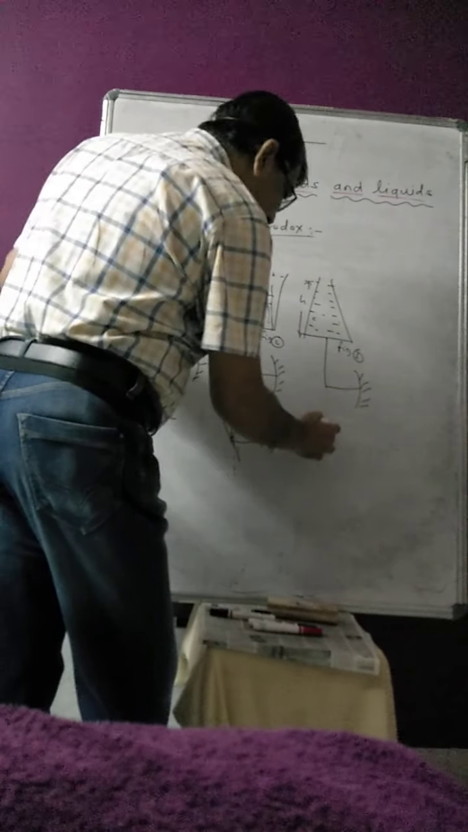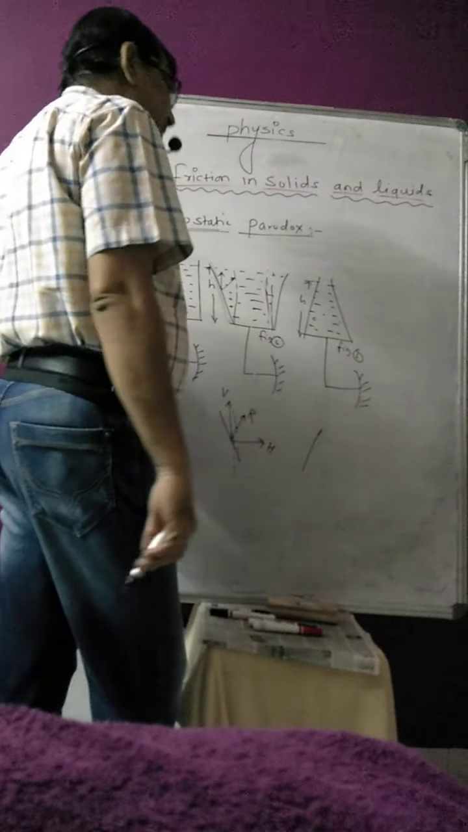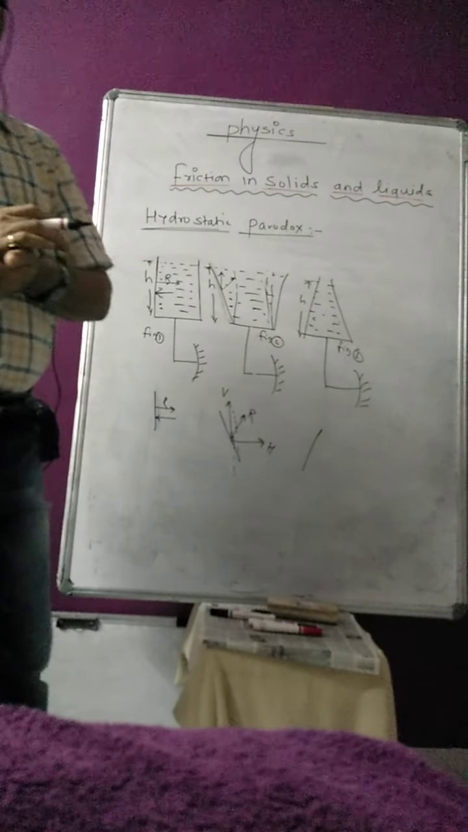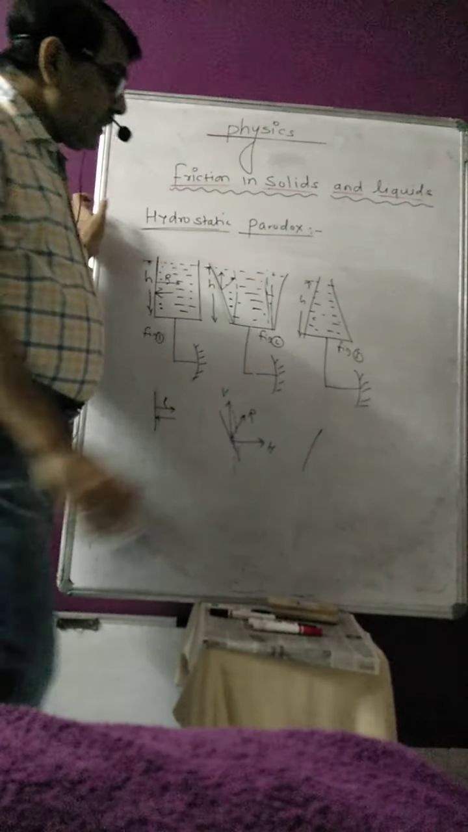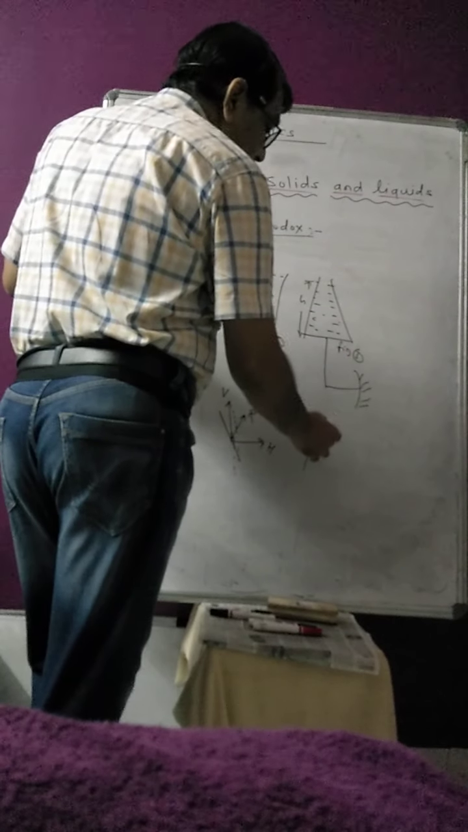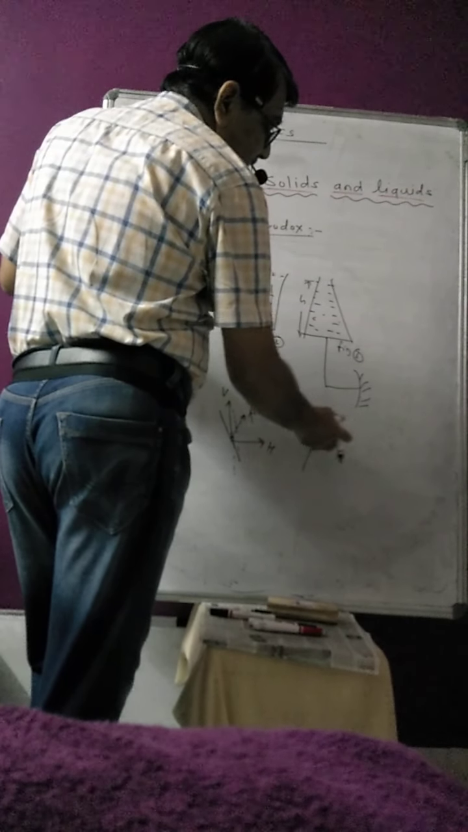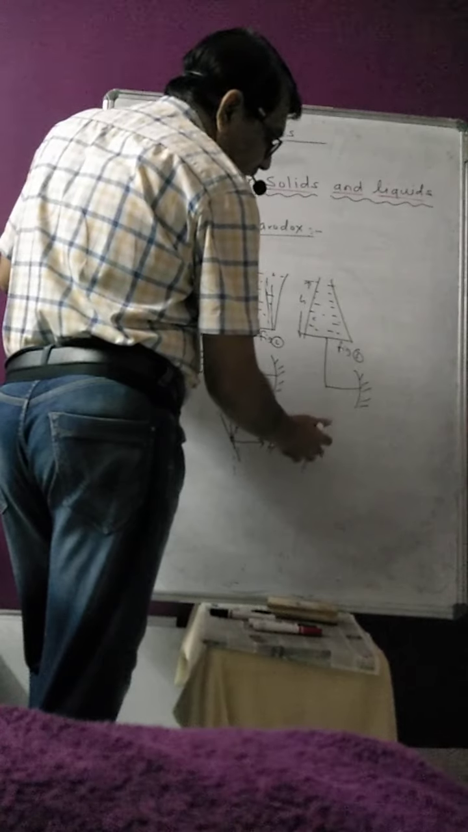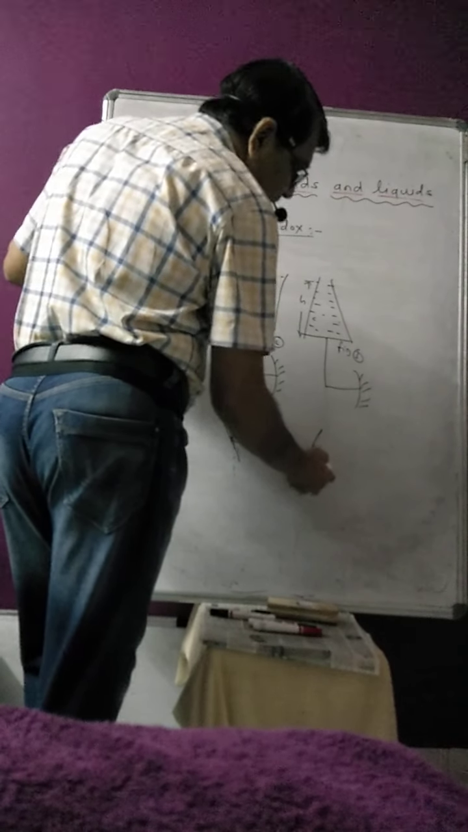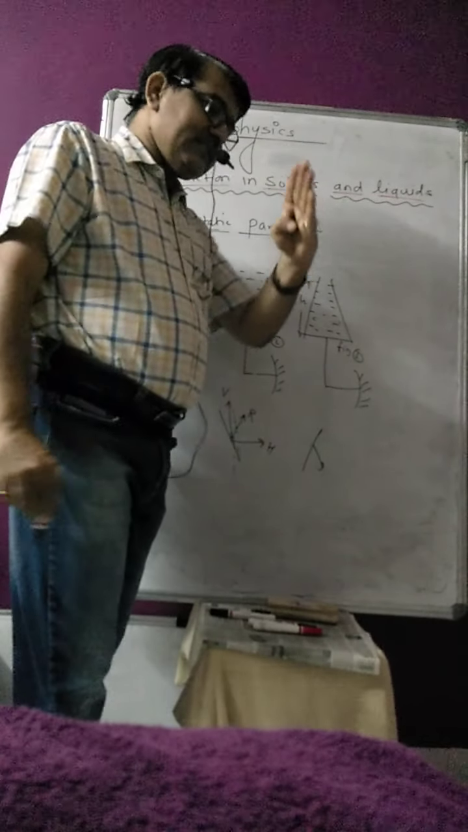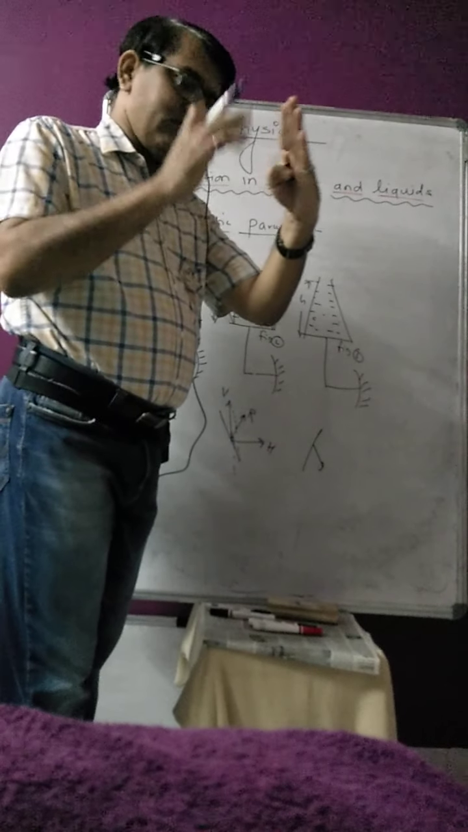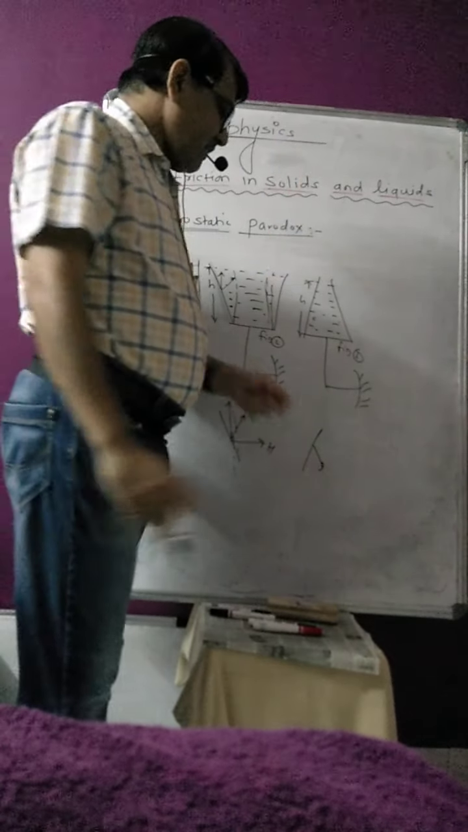Now if I take this shape of the container, what is going to happen? Here the liquid exerts force normally on the walls, and the wall will exert the reaction force in the downward direction, because you see this container is like this. So this will be in the downward direction.